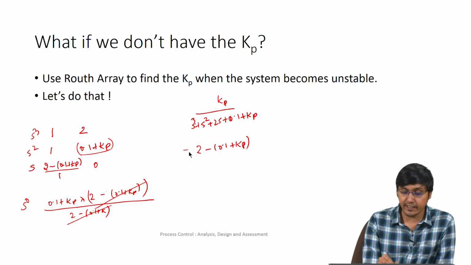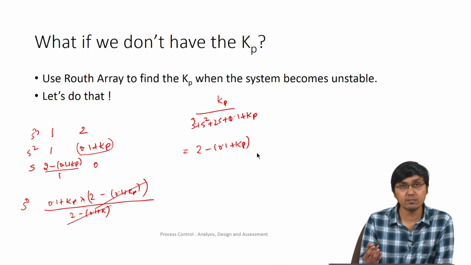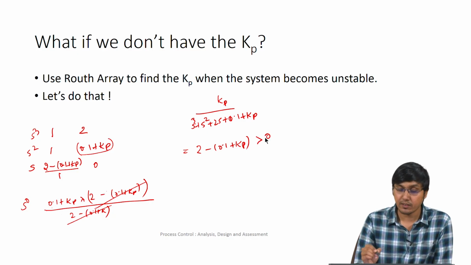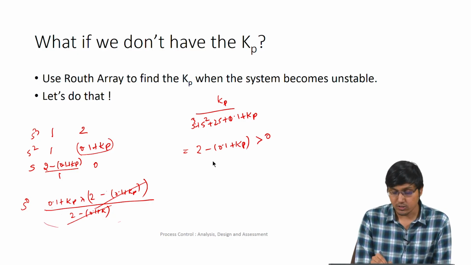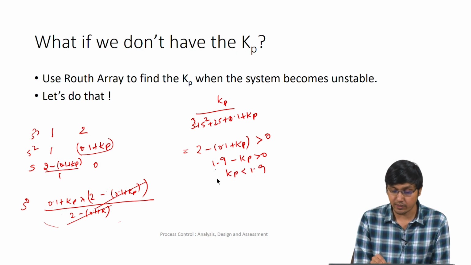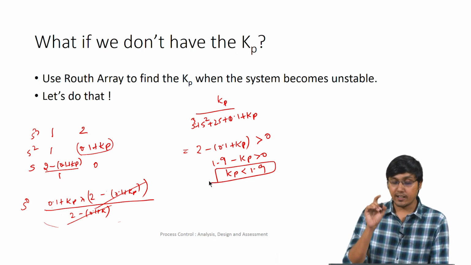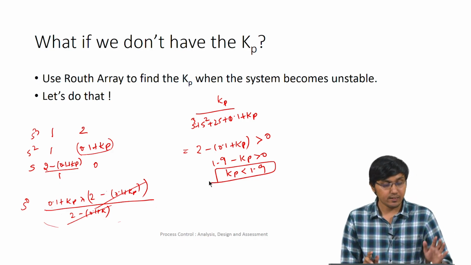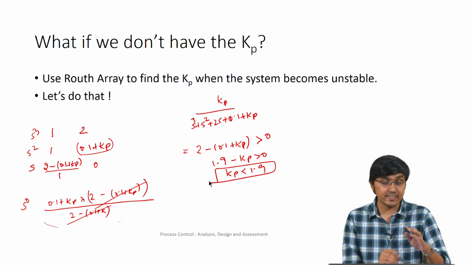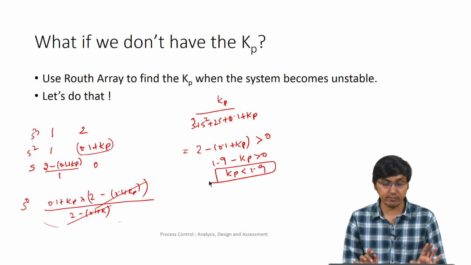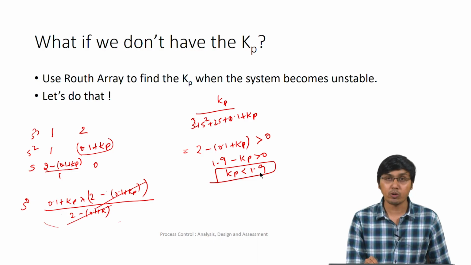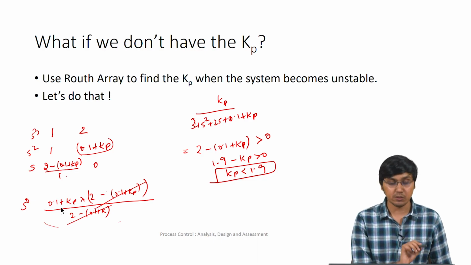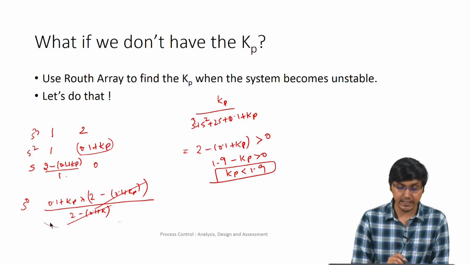Now, this particular term is the only term of interest. For the system to be stable, this term has to be greater than 0, okay. So this becomes 1.9 minus Kp greater than 0, which means that Kp is less than 1.9. So the first conclusion we can draw is that whenever Kp is less than 1.9, this particular system is going to be stable. That is a straightforward thing. If Kp is less than 1.9, this term is positive and this term is also positive, okay. That is what we have seen in the first case.